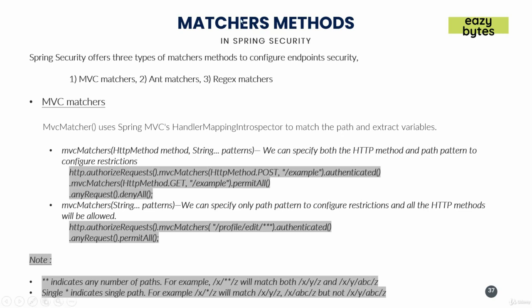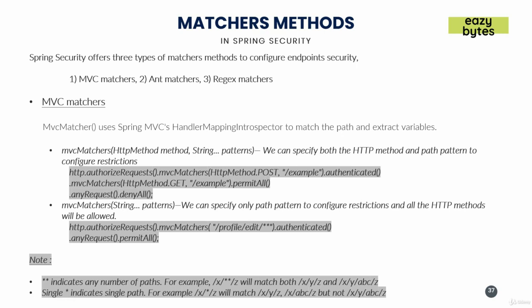You can see the examples. For the first one, mvcMatchers, I am mentioning the path example: for the method POST it has to be authenticated, whereas if it is HTTP method GET, there should not be any authentication involved. It should be permitAll. Beyond these two configurations, any request that comes, I have to deny all of them. So it's clearly making sense.